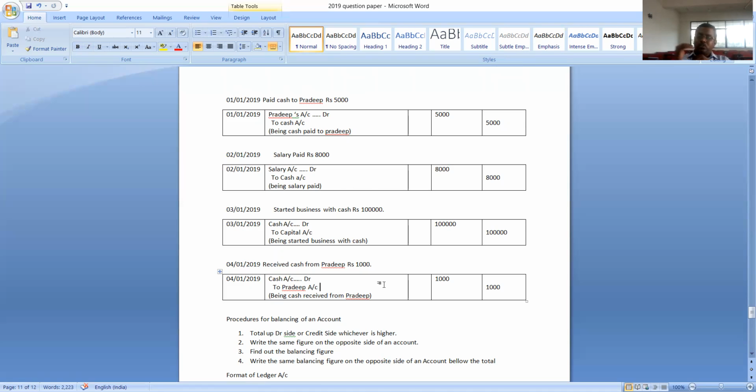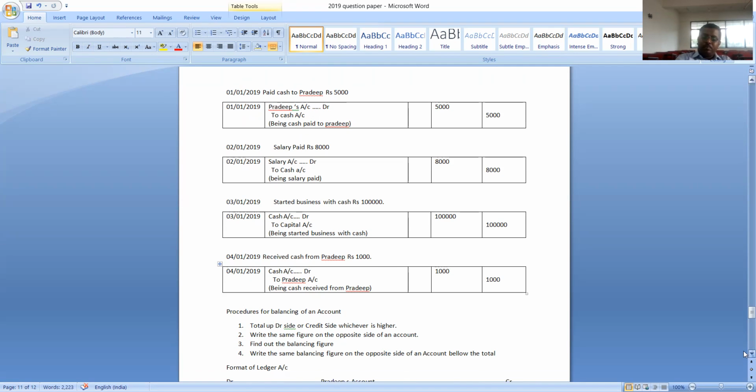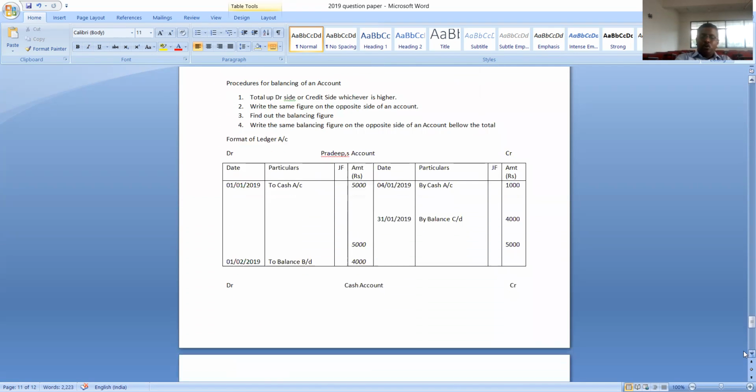And the third step is you should find out the balancing figure between that total and the items that appeared on the opposite side of that particular account. So you have to find out the balancing figure. That particular balancing figure will be which balance? It will be the closing balance.